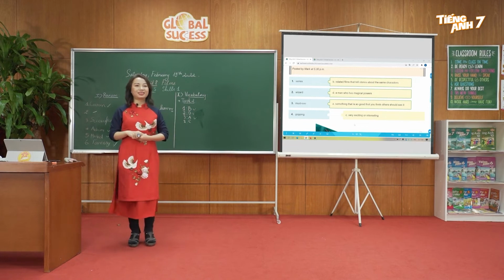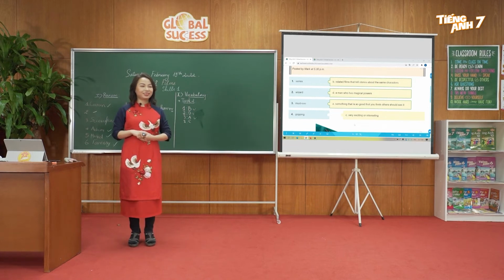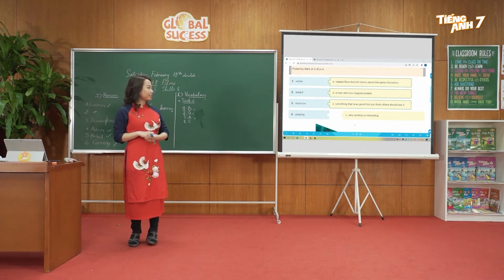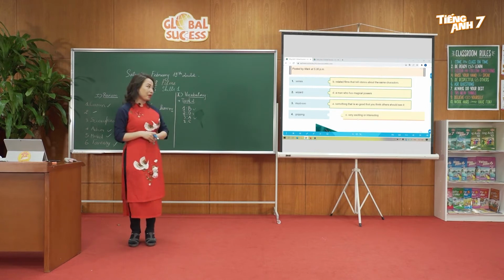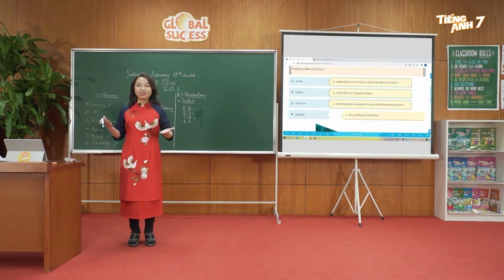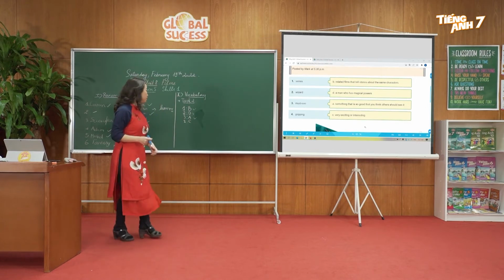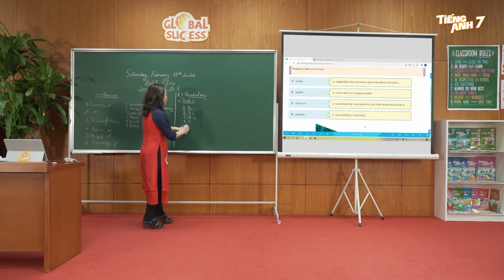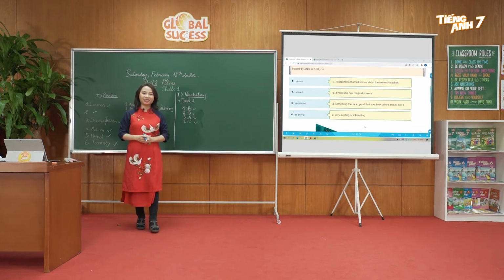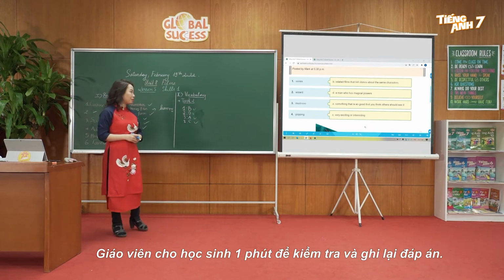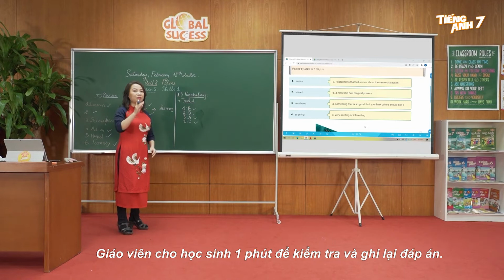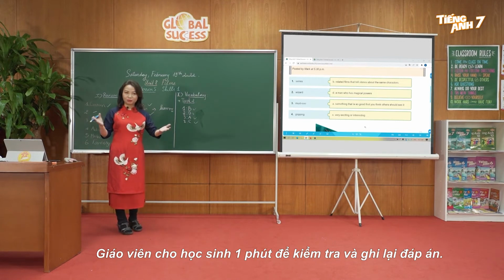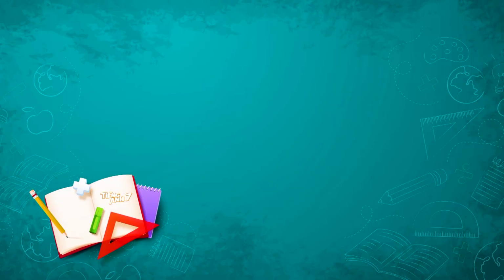And the last one, number 4. Khánh Linh? I think the answer is C. Very exciting or interesting. I agree with you. Gripping means very exciting or interesting. So number 4, C, is correct. Now I want you to spend 1 minute checking and comparing with your answers and mark the correct ones in your textbook. 1 minute for you.